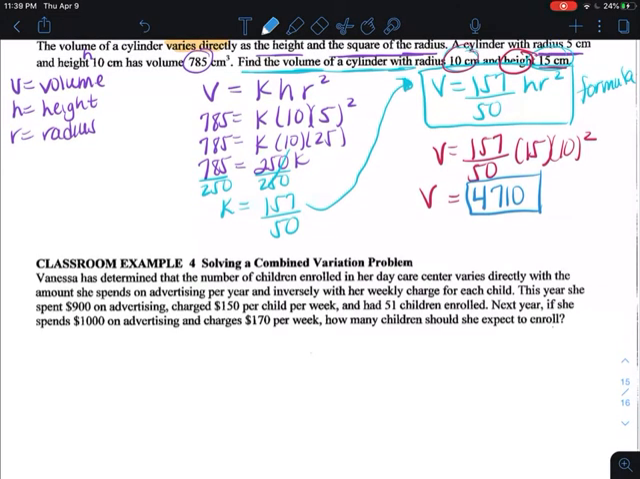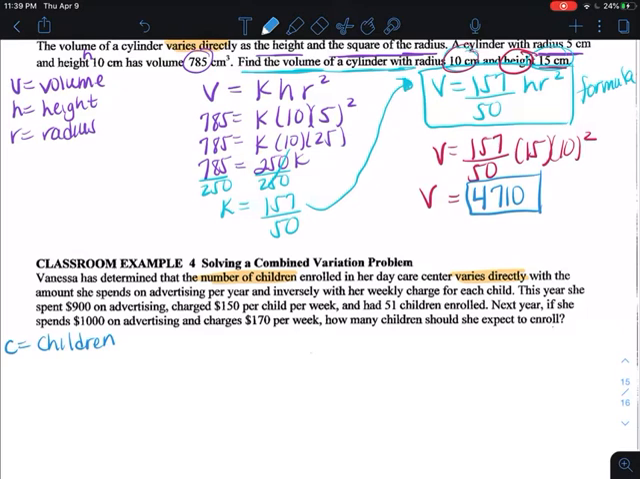All right, this looks like a lot going on, but we're going to just take it one sentence at a time. So Vanessa has determined that the number of children enrolled in her daycare center varies directly. So stop right there. Varies directly. What varies directly? I'm going to start back from the beginning. Vanessa has determined that the number of children enrolled in her daycare. So this is the number of children. I'm just going to use C for children. You can use X and Y if you like. I just like to use the first letter of the variable.